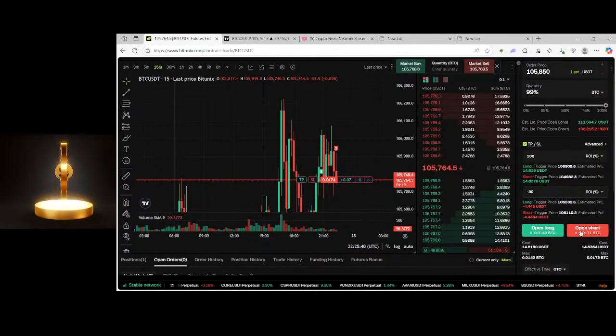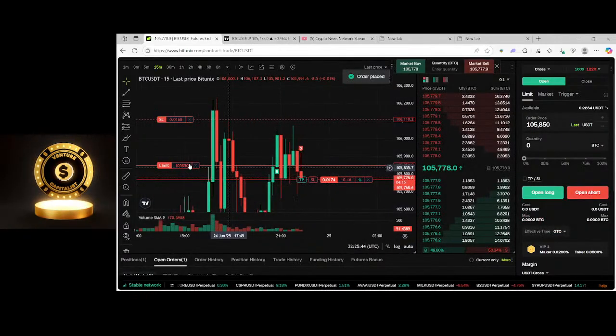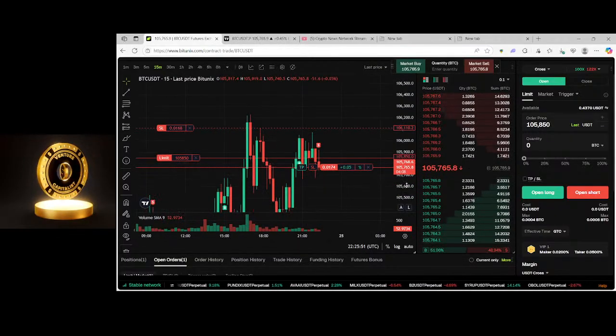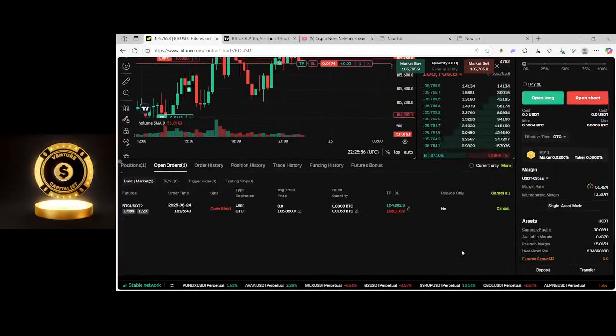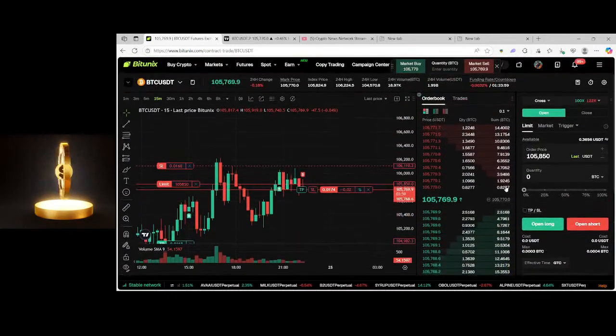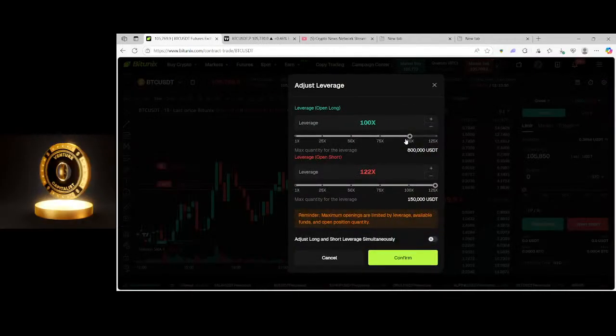and then open short. Now that's going to readjust the lines, and you can see that it's now at 105,850 for the limit order. Stop loss is higher, and the take profit is a little bit taller. Now that order will stay there. We don't do anything on adjusting the leverage. The leverage is already set, so once you set it, it stays there.